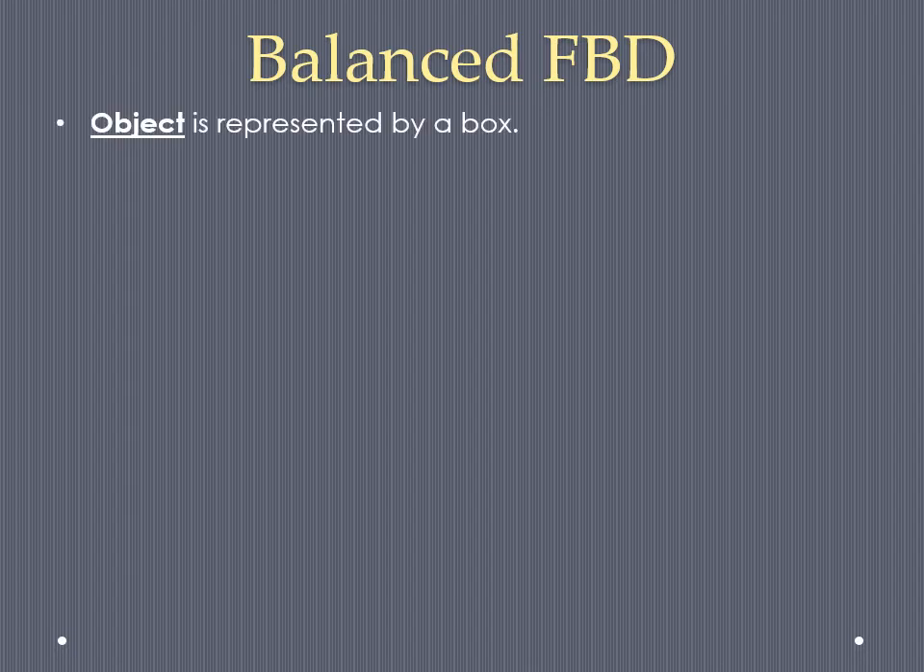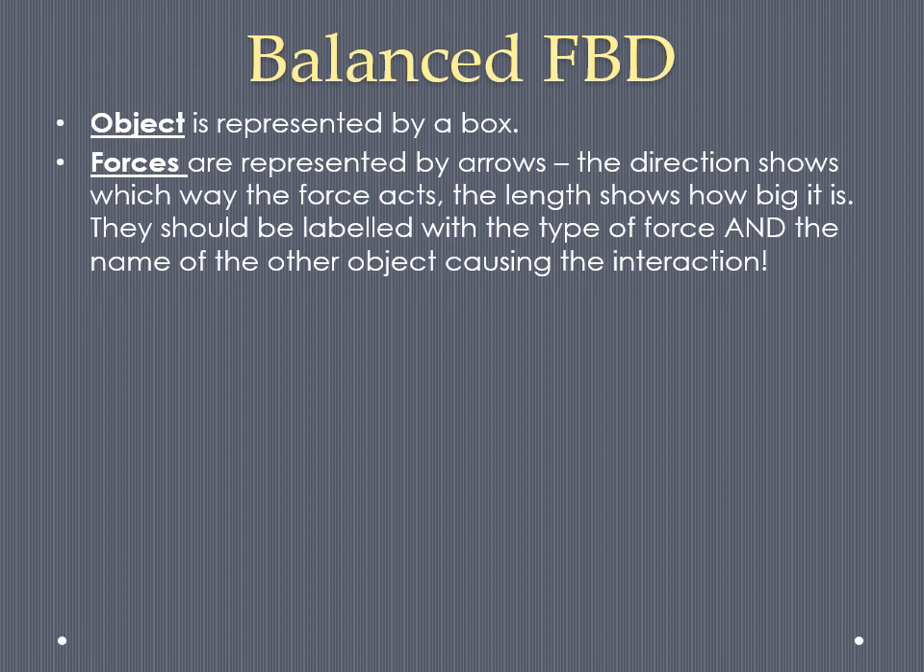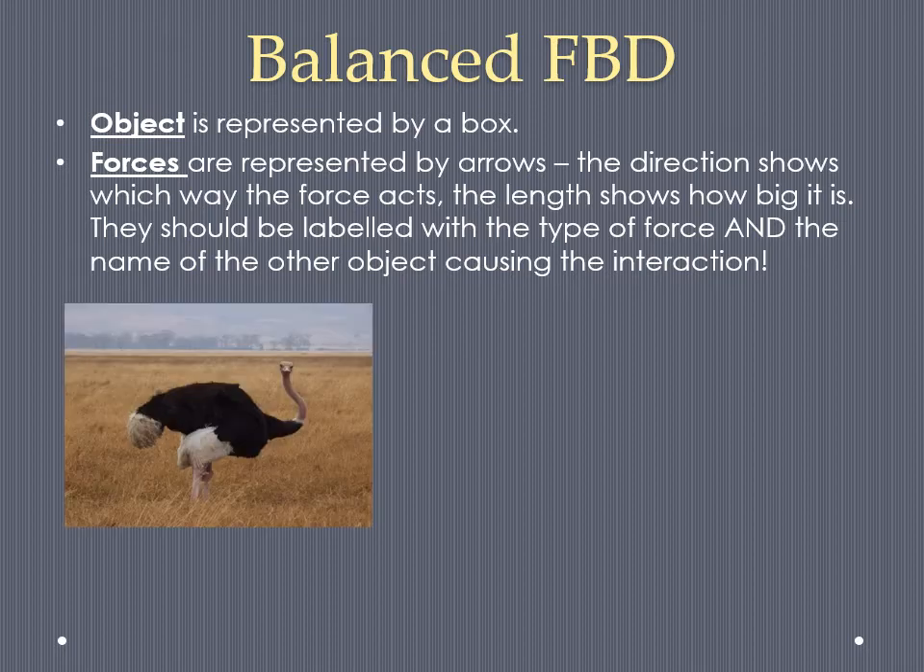Whenever you draw a free body diagram, the object that you're drawing it of is going to be represented by a box, no matter what it looks like. And the forces acting on that object are represented by arrows. The arrows are going to be pointing in whatever direction the force is acting, and the length of the arrows should show roughly how big the forces are, so a bigger arrow for a stronger force. Every arrow that you draw should be labeled with the type of force, and ideally the name of the object causing the force. So here's an object, a very interesting object, an ostrich standing in a field.